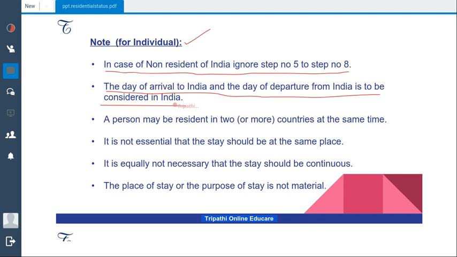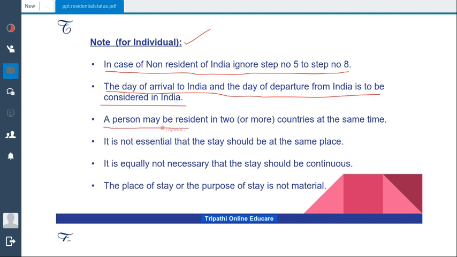For example, suppose if he is arriving in India in the night at 11:45 p.m., then you will have to assume that whole day he was in India. And same for the departure also. Suppose if he is departing from India early in the morning, let's say around 1 o'clock in the morning. So again, in this case, even though he was not in India, you will have to assume that the day on which he departed, he was in India.